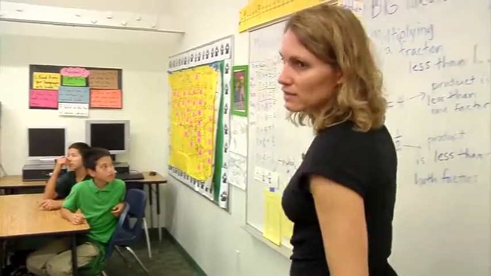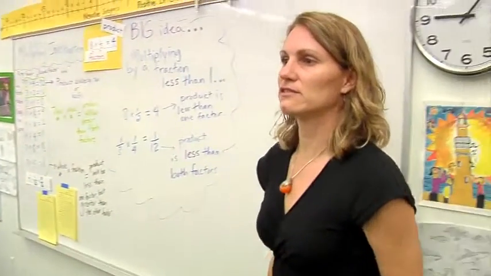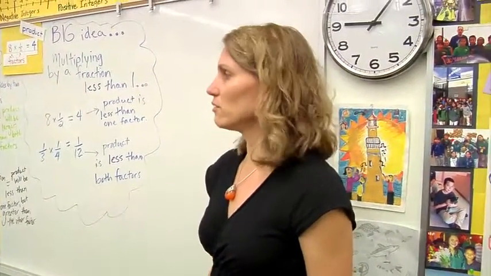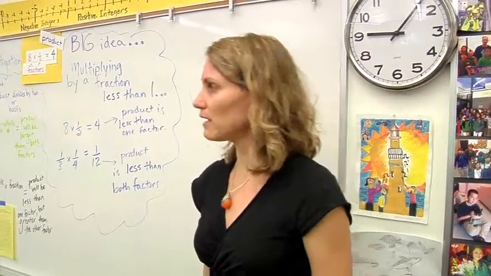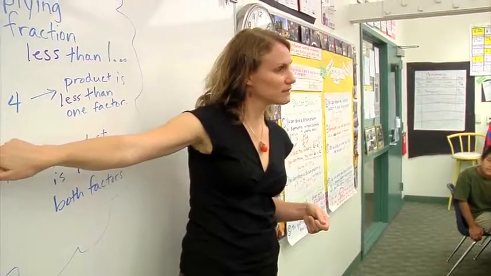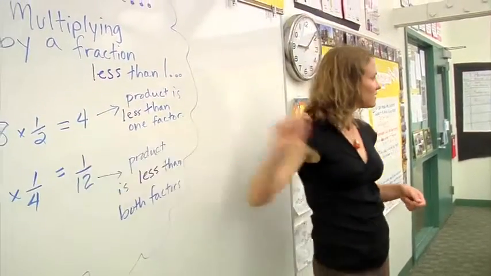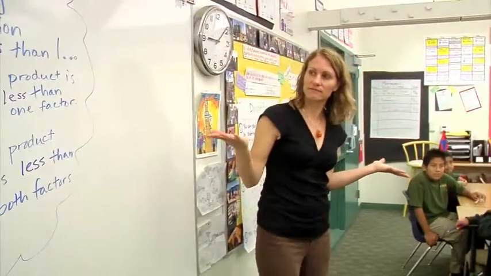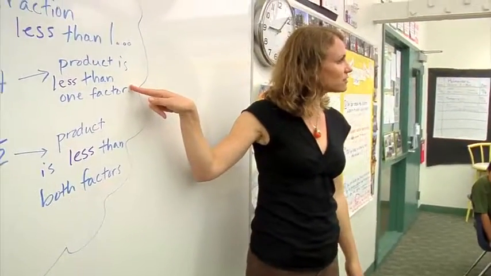What was the big idea that we learned when we multiply fractions? What happens to the product when we multiply fractions? I was going to say that it cuts in half most of the time. So let's look back up at this big idea. Multiplying by a fraction less than 1. Is 1/2 less than 1? Yes. And when we get 8 times a half, what do we get? 4. Is the product less than one of the factors?